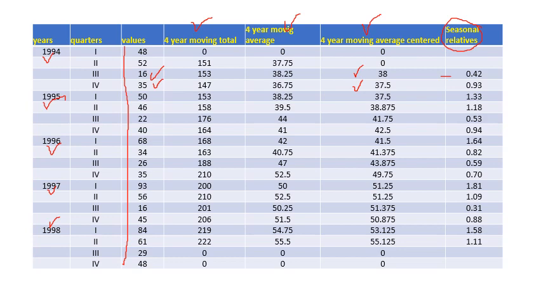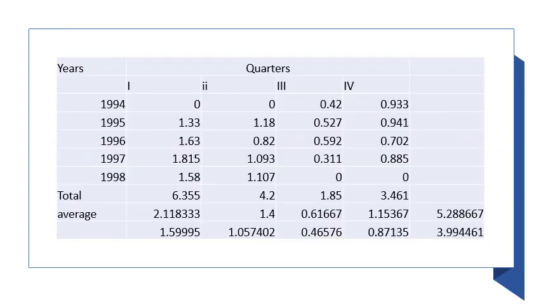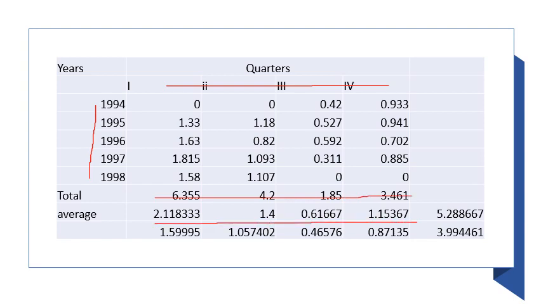Now we have to arrange the data in years and quarters with these values, and we will have the seasonal relative table here. I have arranged the years here and quarters in this line, and I obtained the total and the average. Now you can see that the total of these averages is not equal to 4, and we make a seasonal adjustment. I already told how to make a seasonal adjustment.